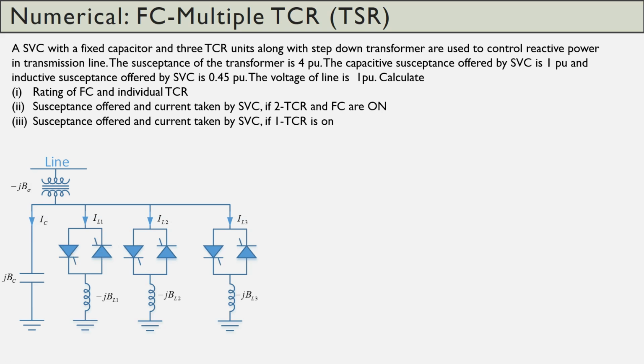Susceptance offered and current taken by the SVC if 2 TCR are on and FC is on, and susceptance offered and current taken by the SVC if 1 TCR is on.